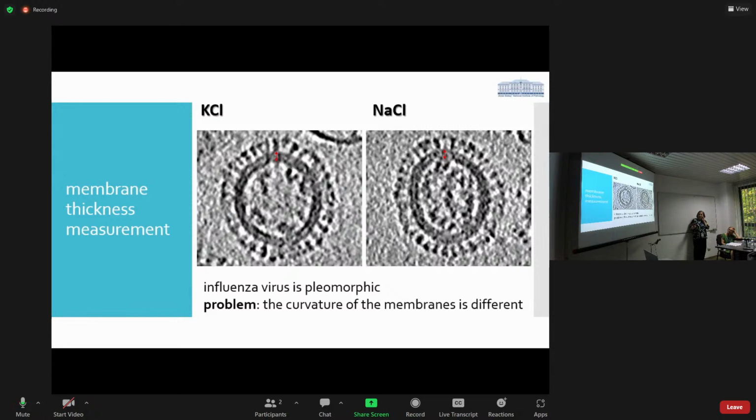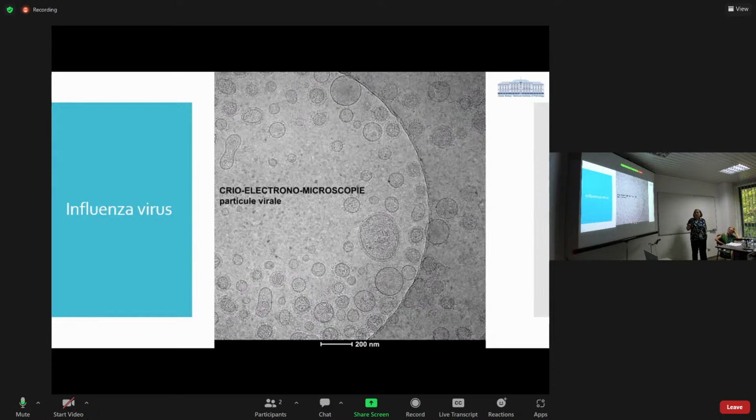And we try to see in cryo-electron microscopy if changing the solution for inactivation of viral particles will change the structure of the membrane. So we measure the membrane of the influenza viruses in different conditions, and this is in cryo-electron microscopy. One big problem is that influenza virus is quite polymorphic. We have small particles here and larger particles in the same sample, and the membrane could be different in bidimensional images.